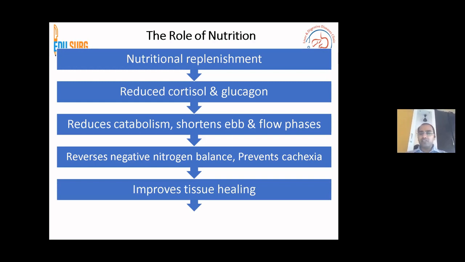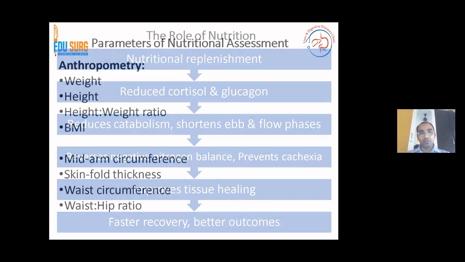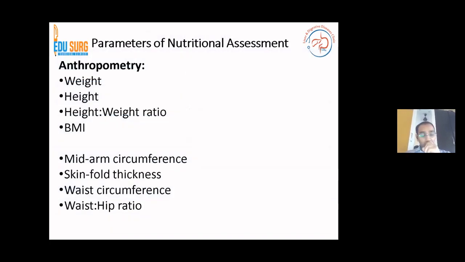So tissue healing, as we all know, proteins are required for tissue healing. So once you reverse the negative nitrogen balance, tissue healing improves, that leads to faster recovery and better outcomes. So if you want your patients to do well after surgery, you must take care of their nutritional needs before the surgery and not just start a bag of TPN after surgery.